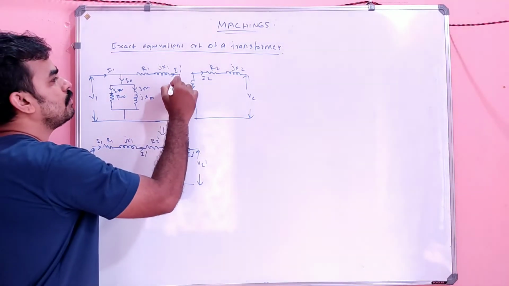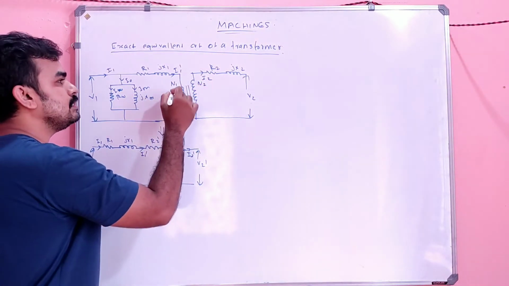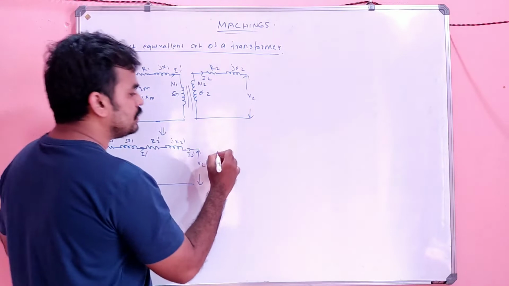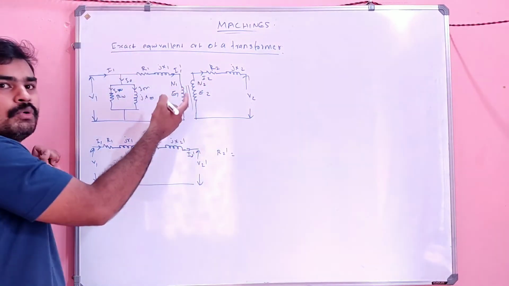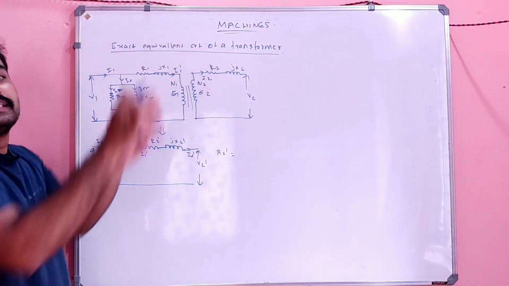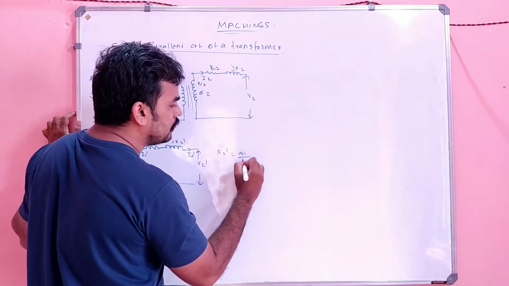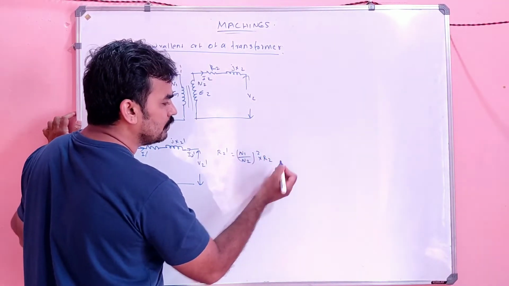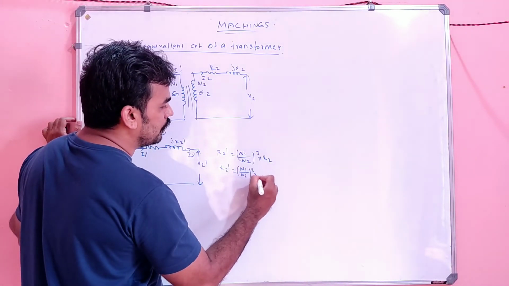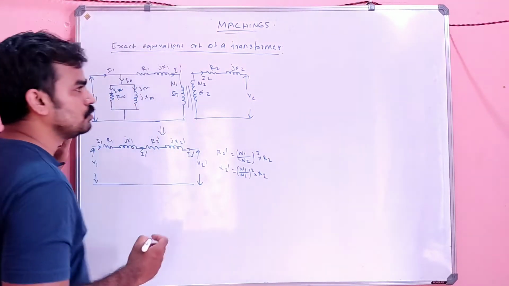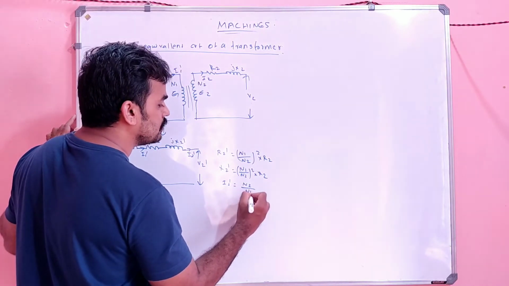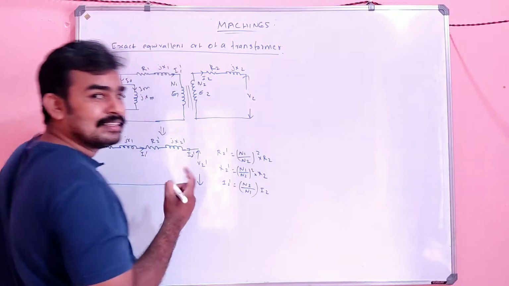You know this. Suppose this is N1 and this is N2, or this is E1 and this is E2. How can we find the value of R2 dash? We have to take it from secondary to primary, so it will be N1 by N2 the whole square into the old R2, and X2 dash is similarly N1 by N2 the whole square into the old X2, and I2 dash is N2 by N1 into the old I2. The reverse will be in the case of I2.